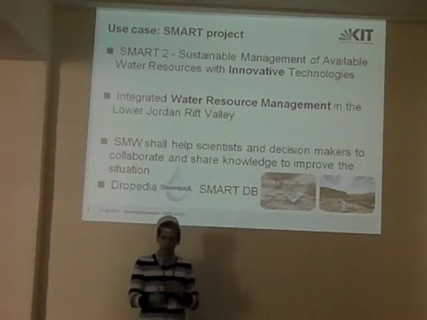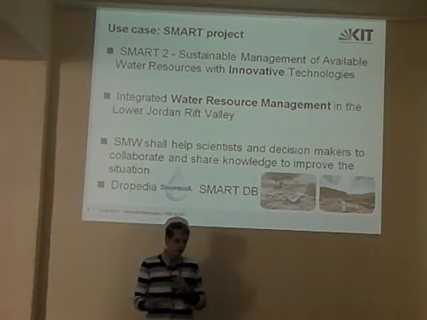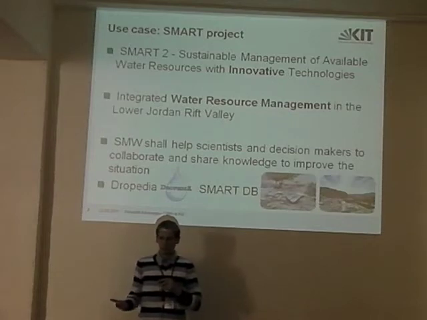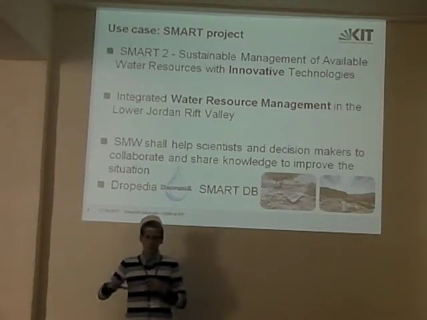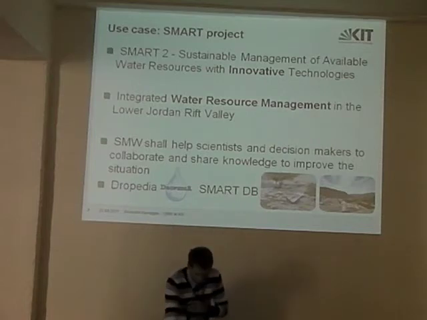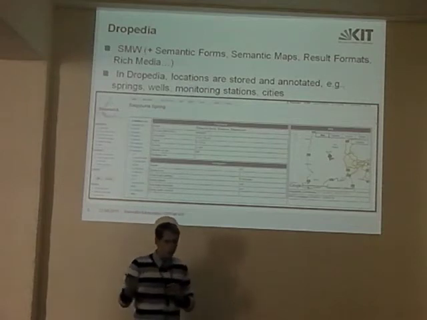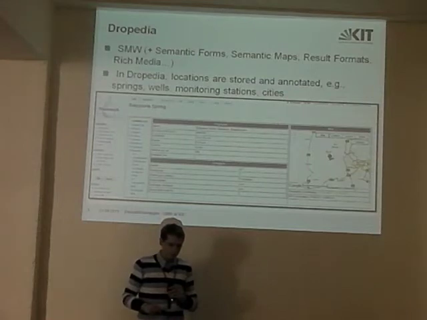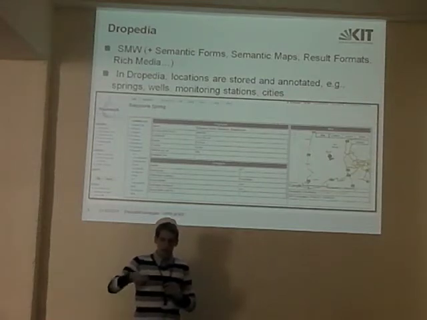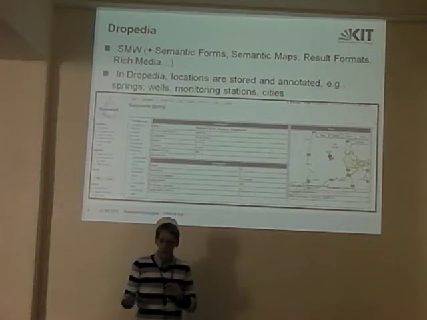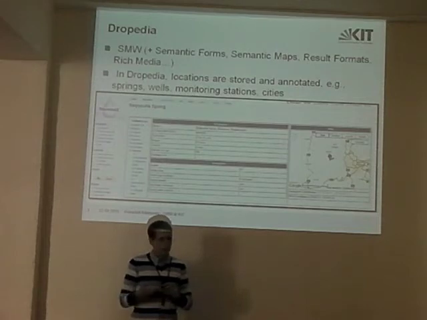And what they have is, first they have Dropedia, which is a semantic media wiki, and they have the SMART database, which contains all the measurements that are made in a certain region. In Dropedia, we are using semantic forms, semantic maps, result formats, rich media, and some more extensions. And there we store locations such as springs, wells, monitoring stations, cities, and so on. They are put in manually, which is not a nice thing, but this information is not really available in structured formats.